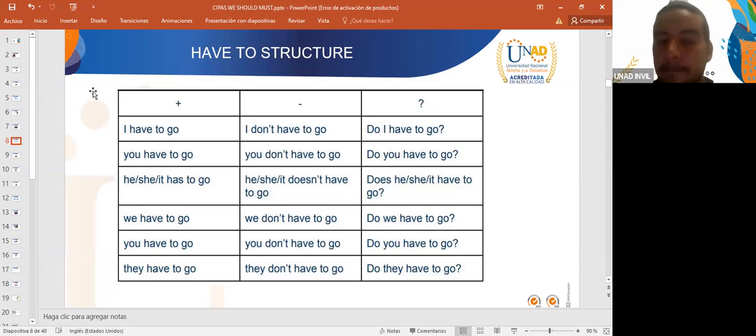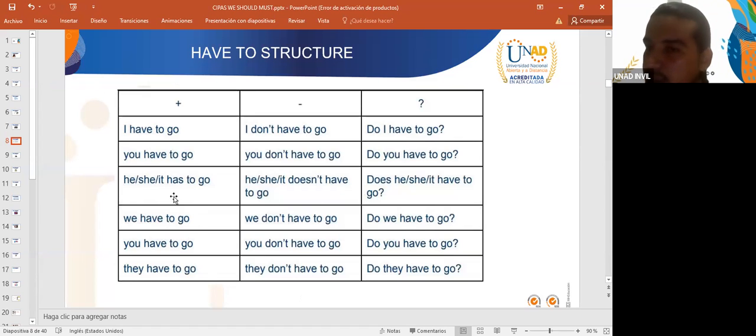Entonces, vamos a ver cuál es la estructura afirmativa de este have to. Si ustedes tienen el sujeto I, you, we, o they, pues la expresión será have to común y corriente. ¿Sí? I have to, y después empleamos otro verbo. I have to go, tengo que irme, o tengo que ir. We have to go, tenemos que ir. They have to go, ellos tienen que ir, ¿listo?